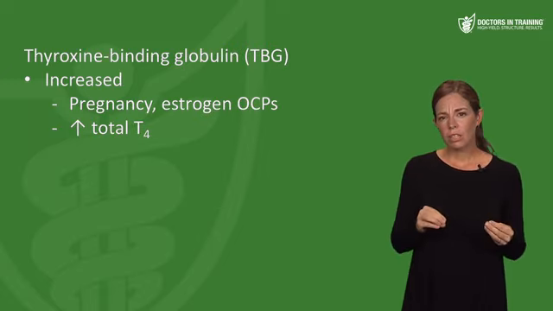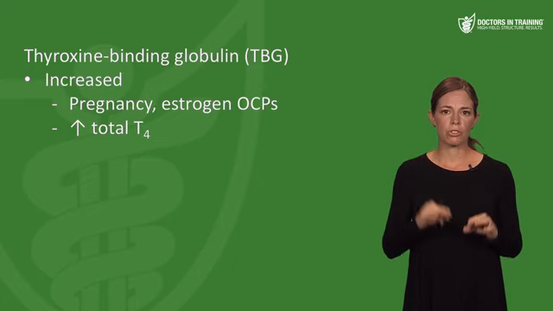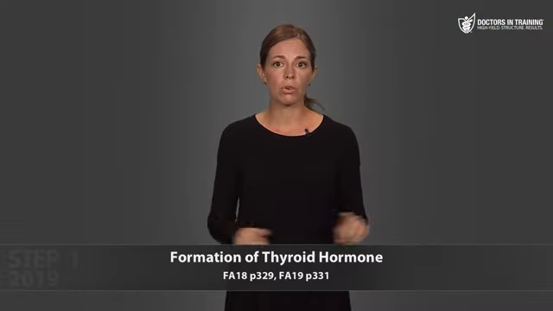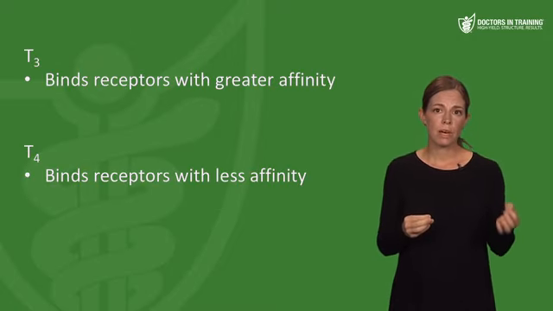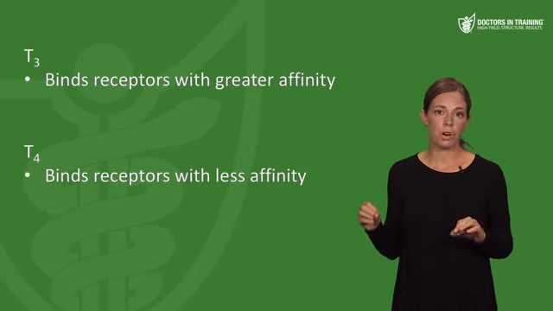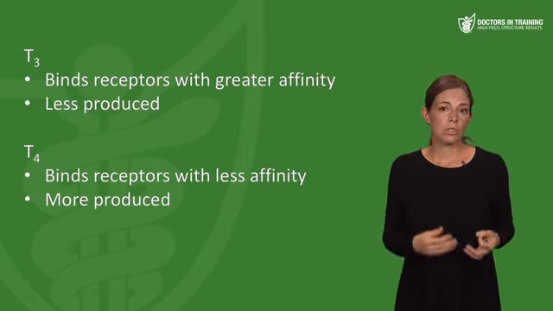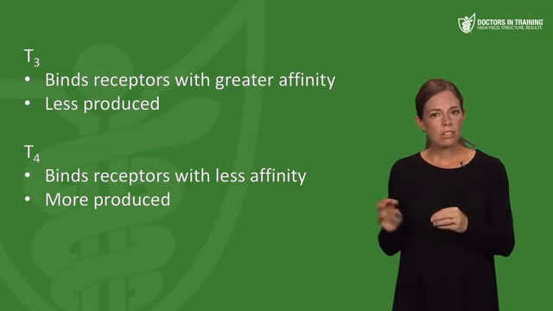And this can all get very confusing, and fortunately we have good measures for free T3 and free T4 now, so this eliminates a lot of the uncertainty around the total hormone levels. And another thing to be aware of is that T3 binds receptors with much greater affinity than T4. So T3 is stronger than T4, but T4 is the one that's produced in greater quantity. And this is actually a nice system.